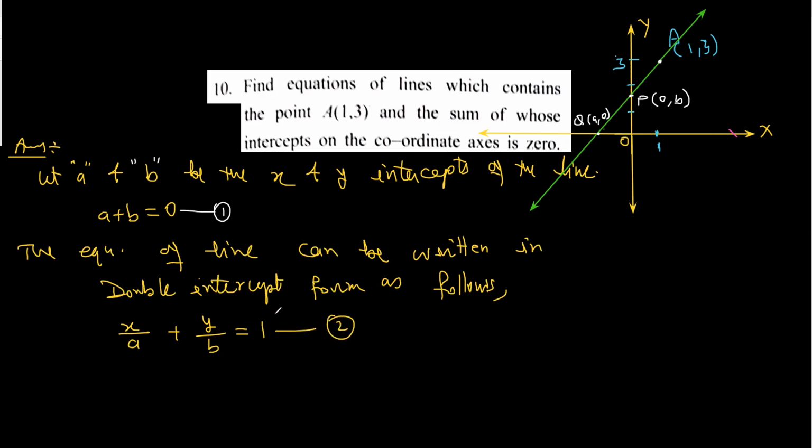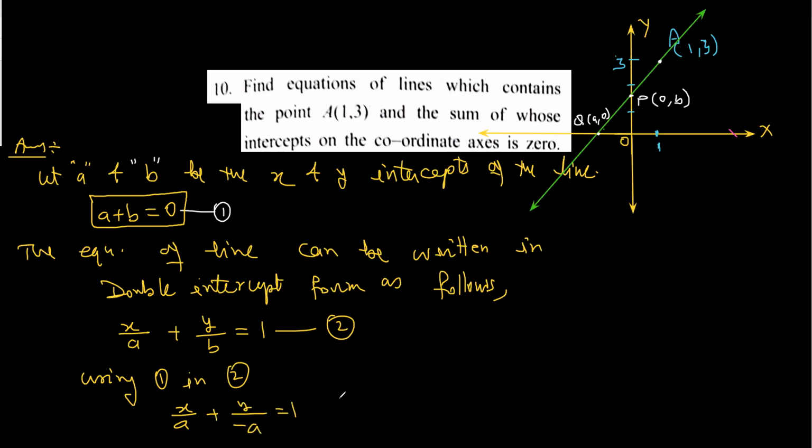I have written this, but this is not my answer. Why? Because I don't know the a and b values, my dear students, so I cannot write anything. I'll write here using 1 in 2. Just keep watching what I'm doing next. Using 1 in 2, A plus b is 0. So can I put b as minus a? B is equal to minus a. Yes, definitely. A plus b is 0, it means b is minus a. So here I will write x upon a plus y upon minus a equals 1. Fantastic.